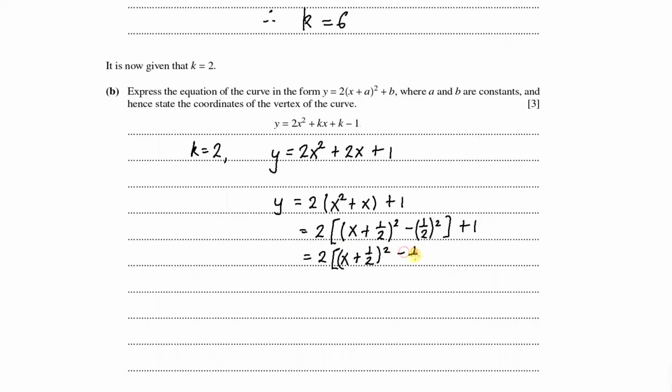So this will be 2 of x plus a half squared minus a quarter plus 1, which can be simplified to 2 multiplying this, 2 of x plus a half squared, and 2 times minus a quarter, that's minus a half plus 1. So finally we'll be having 2 of x plus half all squared, and minus a half plus 1, that's a half. So this now becomes the equation of the curve, and it's now in this form where a is a half and b is a half. So that's the answer right here.